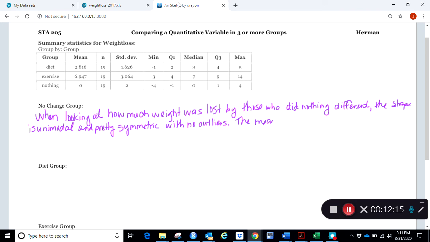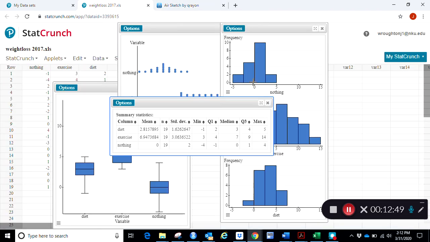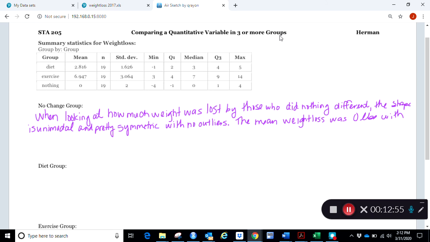The mean weight loss was 0 pounds, which isn't very shocking: if you did nothing differently, on average, you would lose 0 pounds. And so I do apologize. I was looking at the diet numbers up here instead of the nothing numbers. So if we look at those, we do get zeros for both the mean and the median, helping confirm to us that this is actually a symmetric graph. So I do apologize. I was looking at the wrong numbers there.